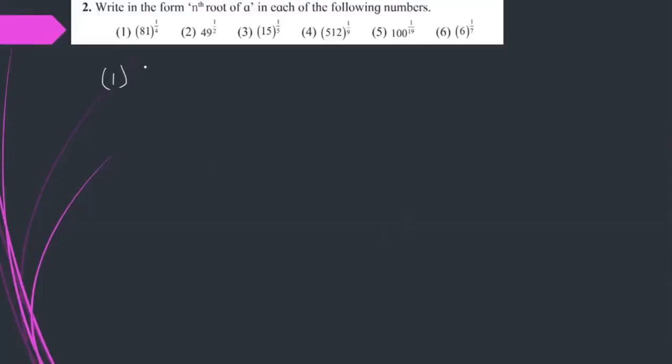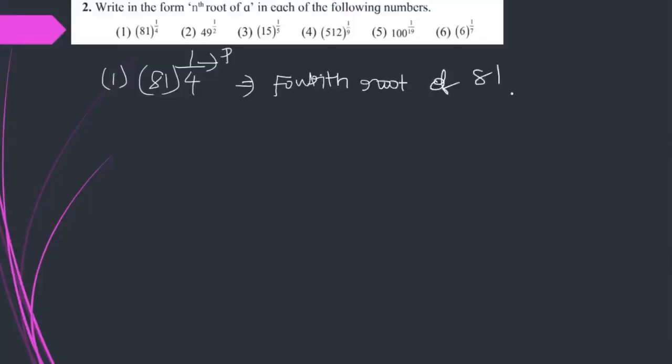So shall we start? Listen. The first question is 81 upon 1 upon 4. If 1 is the power, you can leave the power. You can take only the root value. How can I write this? Fourth root of 81. The base will come at the last.